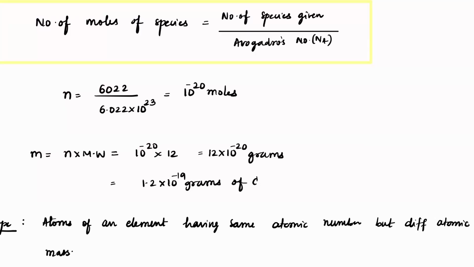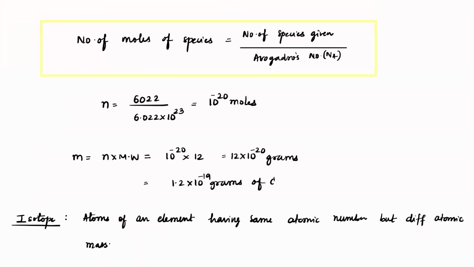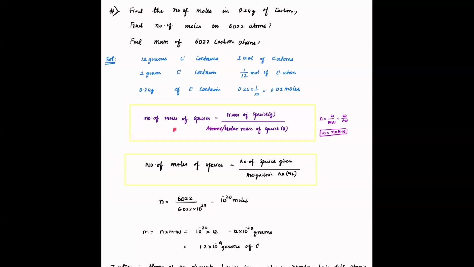Or when you write it in grams, typically this is called the scientific notation. In scientific notation, we try to keep the number of significant figures to only 1 before the decimal. So it is 1.2 into 10 raised to power of minus 19 grams of carbon. I hope you guys understood this stuff. What is the number of moles, how it is defined in terms of the given mass.